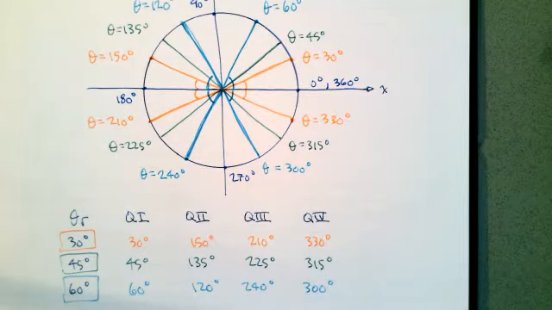We could use these as kind of a launching pad for things that are in between. So if 150 is a 30-degree reference angle in quadrant 2, if I bump that up to 160, that'll be a 20-degree reference angle in quadrant 2. That might be a useful way to look at it too.